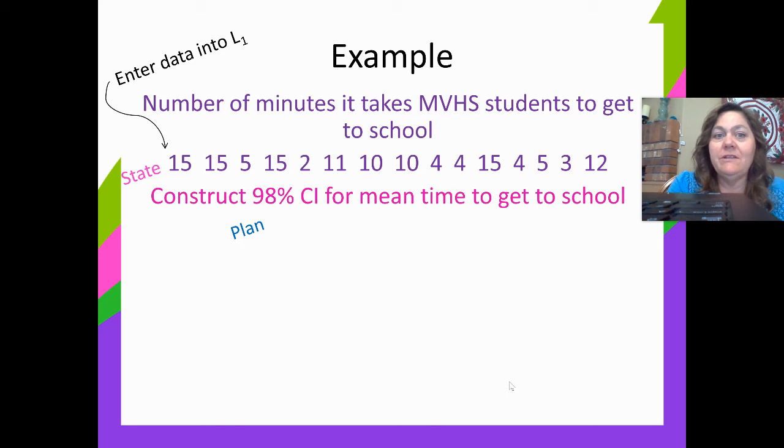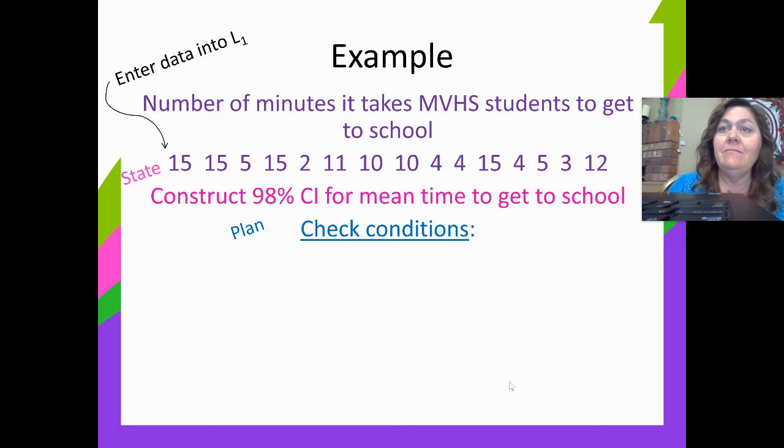Basically, you're stating we're going to construct a 98% CI for the mean time to get to school. Now, when I look at this data, do I know the sigma, the standard deviation for the population of MVHS students? No, all I have is a sample. So I know I'm going to be using t-star now because I'm using a sample standard deviation.